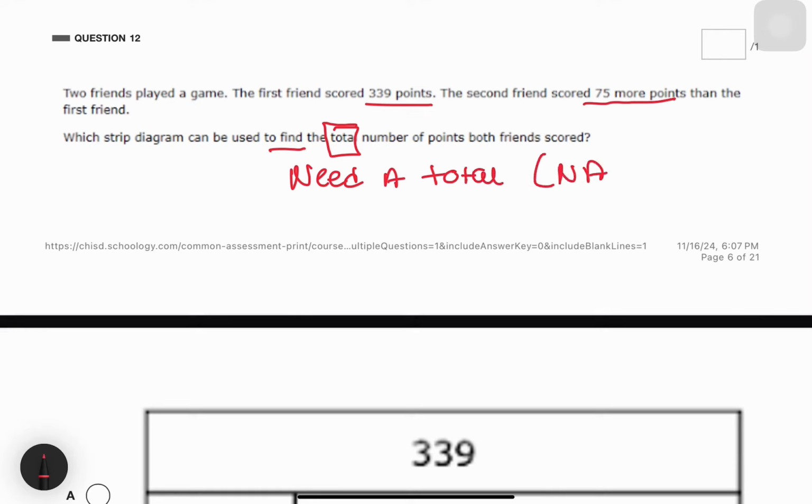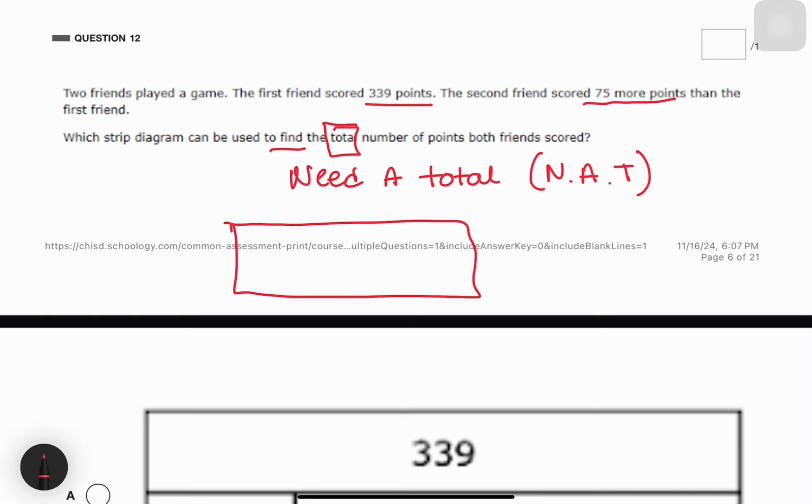And here in our class, when we need a total, we call this net. All right, and so you want to remember that on a net box or a net strip diagram, essentially you have your part-whole box, okay, and you want to remember, if they gave you 2 parts, this is going to be in the part boxes. All right, so we have 339 for the first friend, and then 75 more points will be the second friend. So essentially the 2 parts represent the friends. And remember, the whole or the total goes at the top box here. So we're looking for a total, or we need a total.